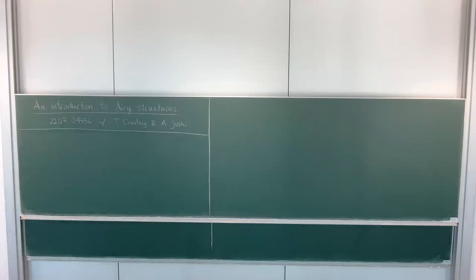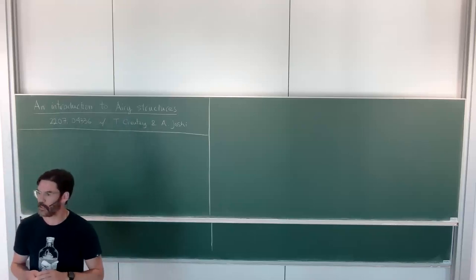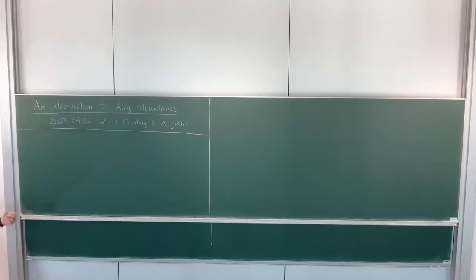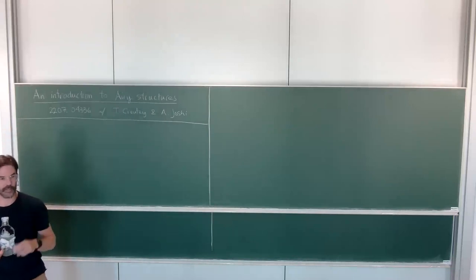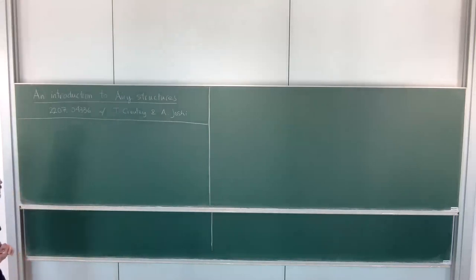So Airy structures were first proposed by Kontsevich and Soibelman in 2017, I think, as an algebraic framework to make sense of the topological recursion that's been going around for years by Eynard-Orantin. But I'll introduce Airy structures in a slightly different way, which we wrote in this fairly recent paper with Thomas and our former PhD student, Aniket Joshi. So it will be in the language of D-modules and vertex algebras. So that's what I'll do today. Please stop me whenever you have questions.